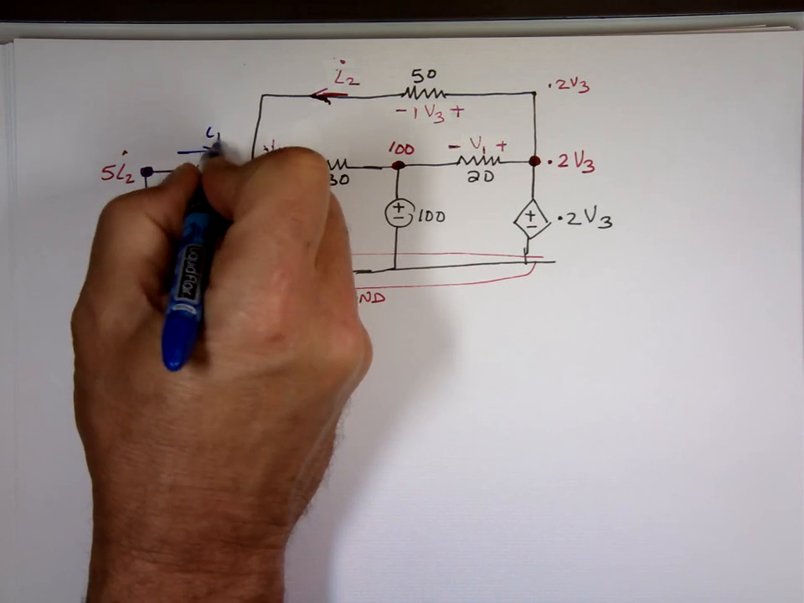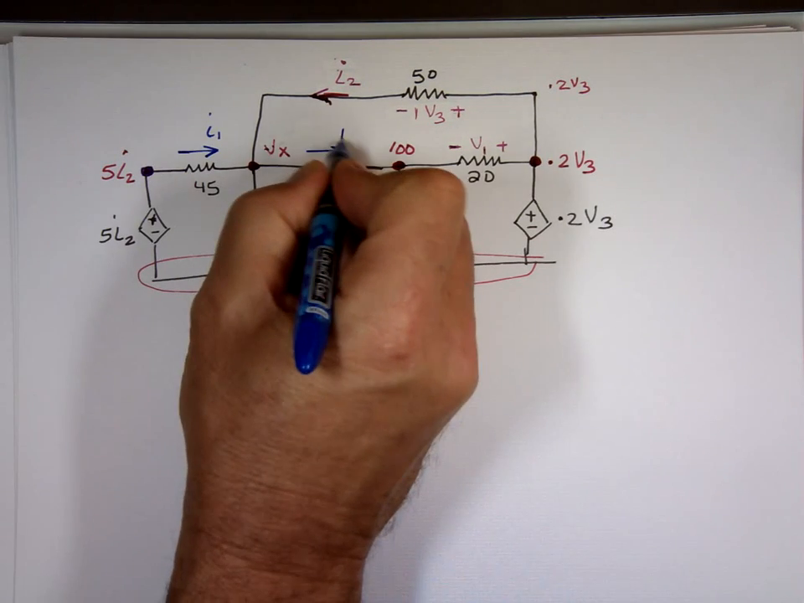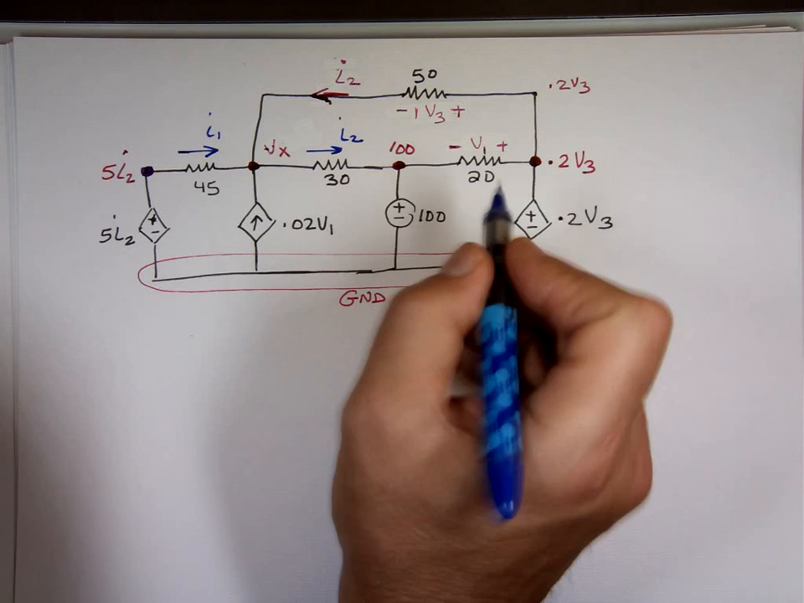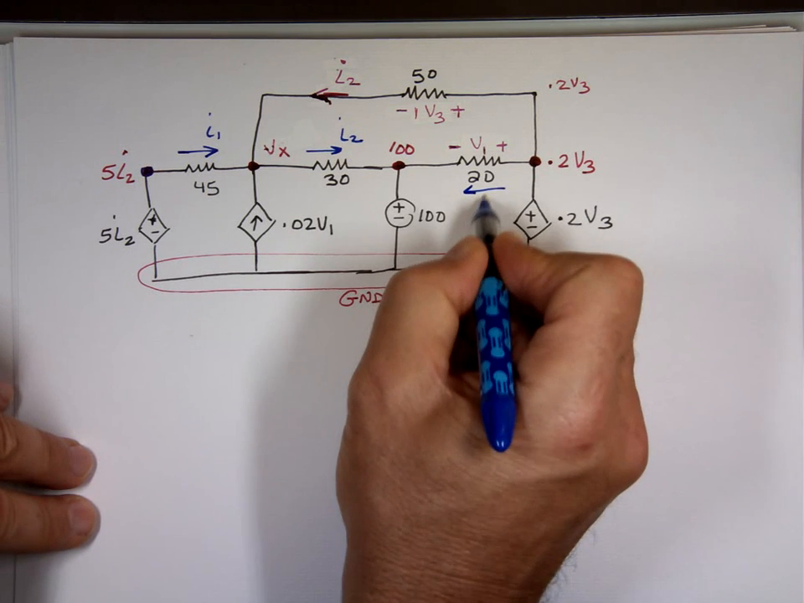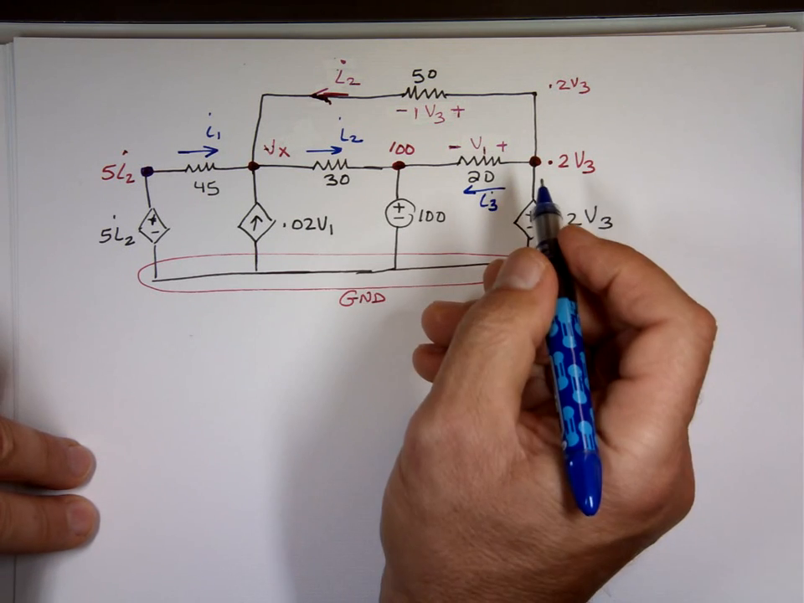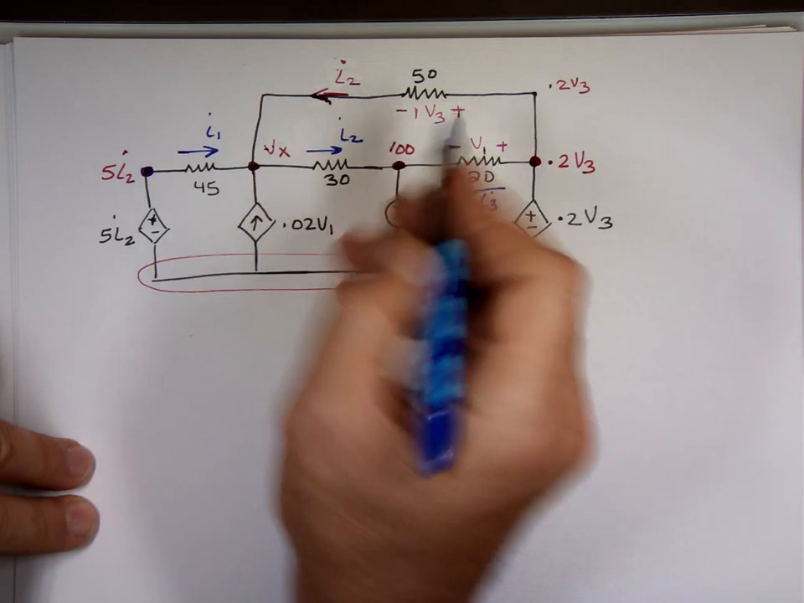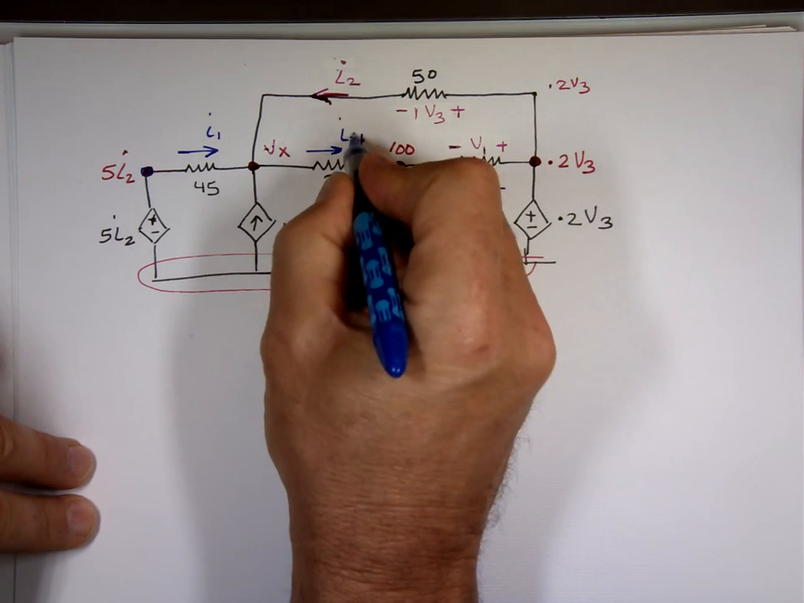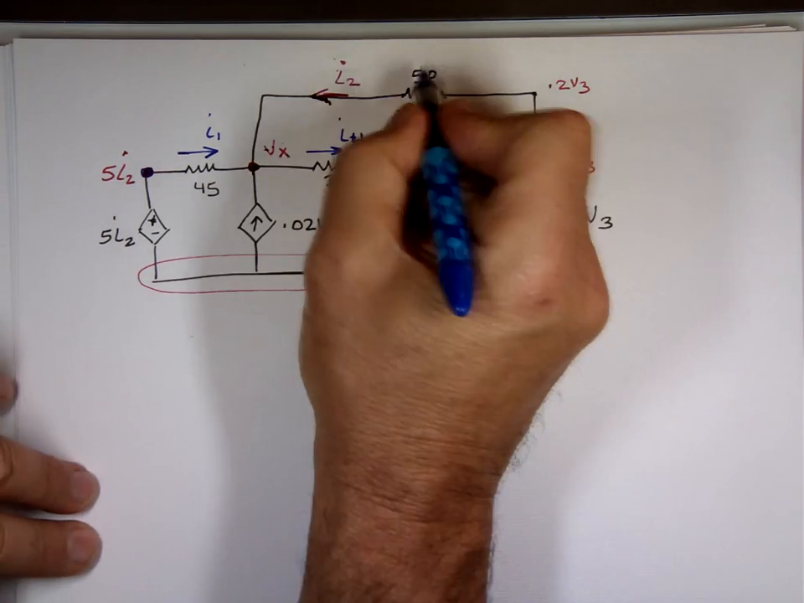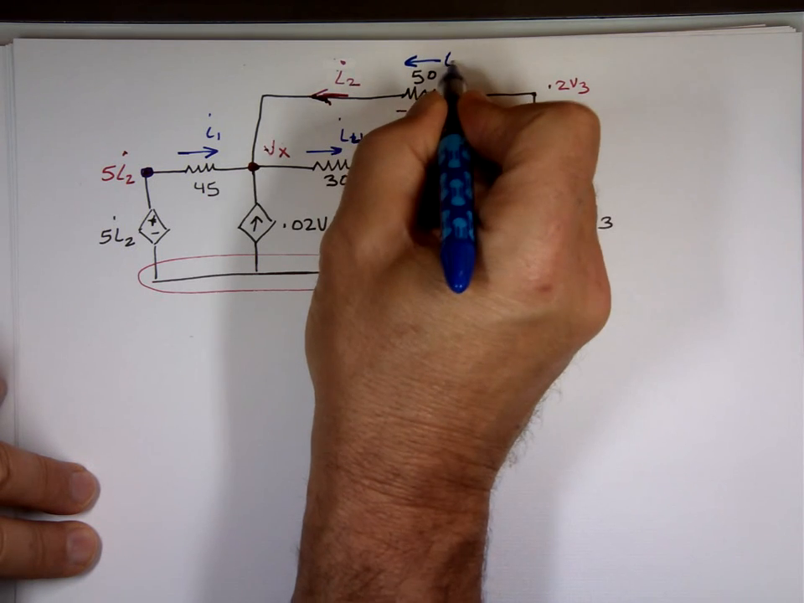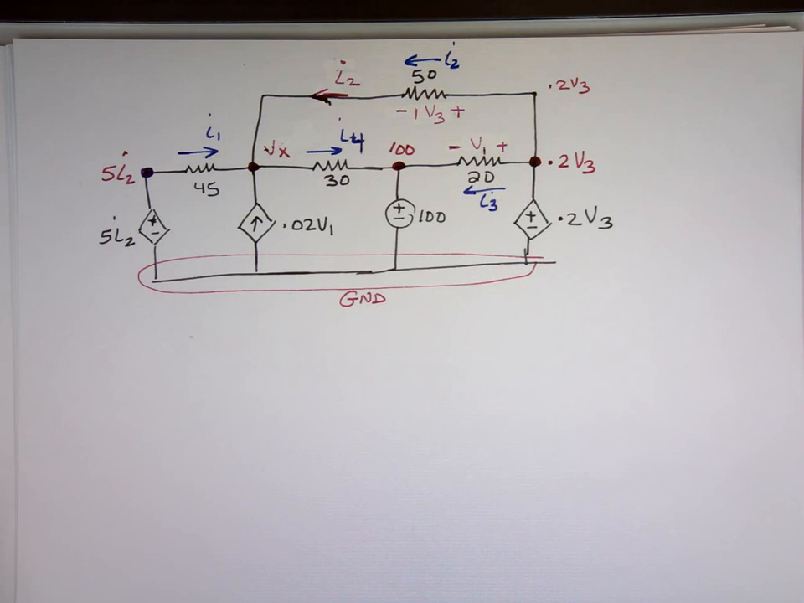I1, I2, I3. Oh, we have I sub 2, right? Yeah. So this is I sub 4. I sub 2 is this current. That's this one. Anything else? No. Okay.